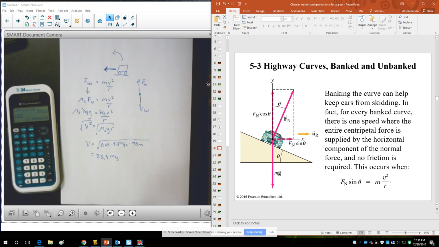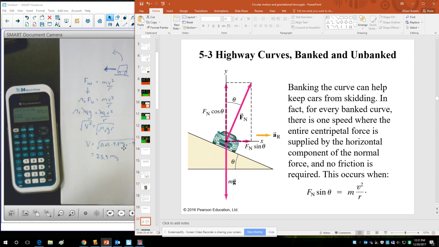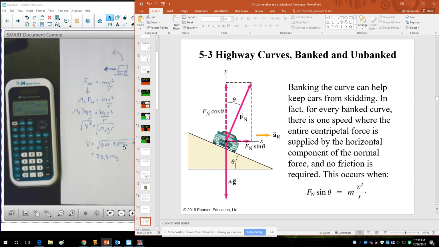Nope. So now we talk about what a civil engineer could do to make a curved road more safe. If you bank a curve, so incline the curve so that it tilts in towards the center of the circle, it can help keep cars from skidding. For every banked curve, there's one speed for which the entire centripetal force is supplied by the horizontal component of the normal force, and no friction is required.